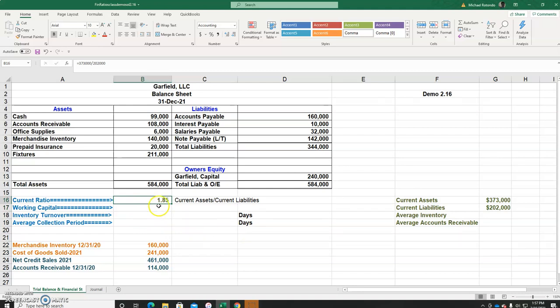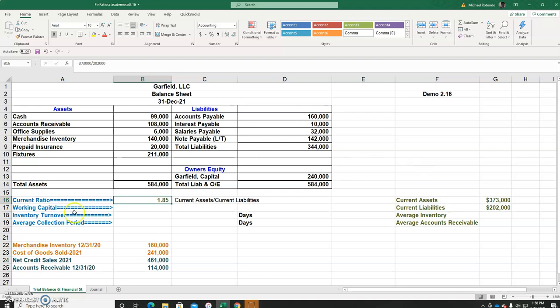What it means here is that we have $1.85 in current assets for every dollar in current liabilities. So we could comfortably pay our current liabilities with our current assets without having to dip into our long-term assets. So this is a very important ratio for a creditor or an investor. Even for yourself as a business owner, so you know that you're not in danger of not being able to pay your current liabilities. Okay?